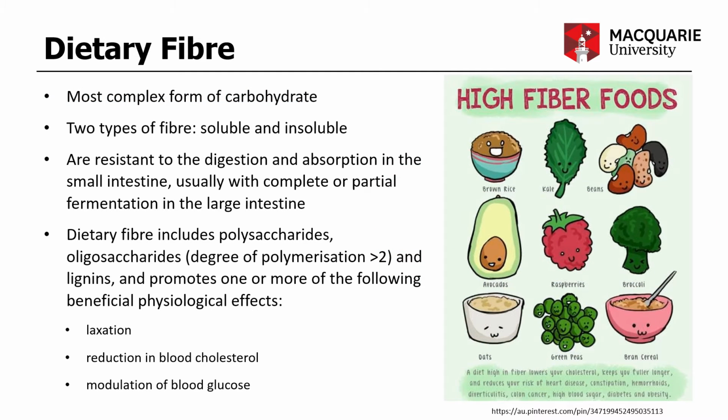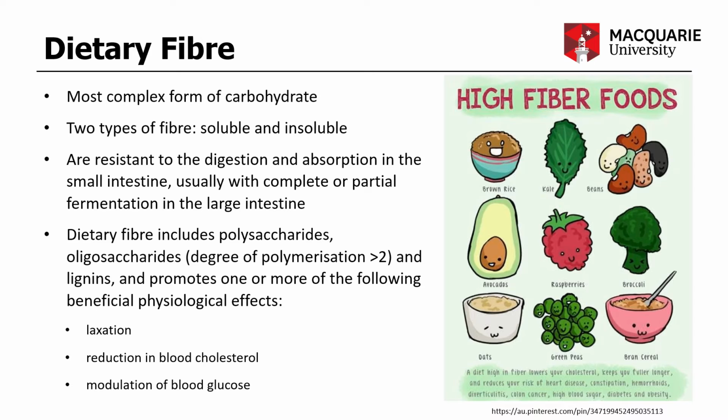If we move on to our third form of carbohydrate we're going to talk about, it's dietary fiber. Now this is the most complex form of carbohydrate. Now there's two types of fiber. There's those that are soluble and those that are insoluble. So when we're talking about fiber, they're actually resistant to digestion and absorption in the small intestine. So your intestine goes from the small into the large. It's not until these fibers reach the large bowel or the large intestine that fermentation and breakdown occurs.